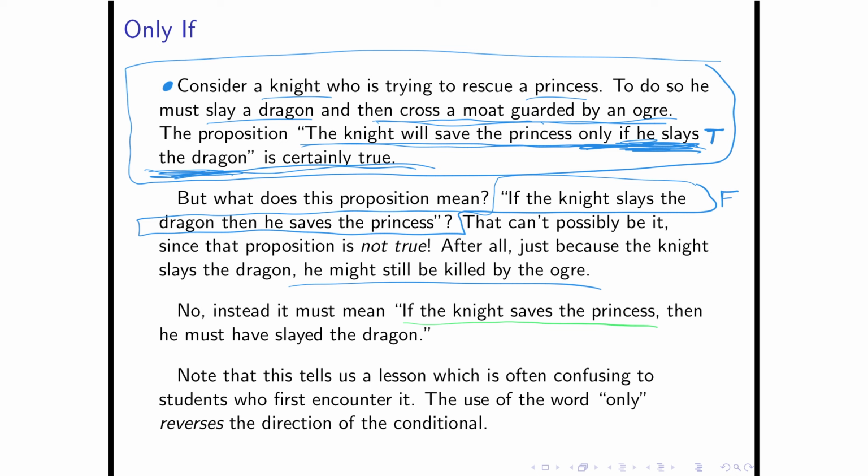So by saying the knight will save the princess only if he slays the dragon, it means that actually the earlier part is the antecedent. It's if the knight saves the princess, then he must have slayed the dragon. This is often confusing, but effectively what it means is that the presence of the word only in a conditional sentence effectively reverses the direction of the conditional.